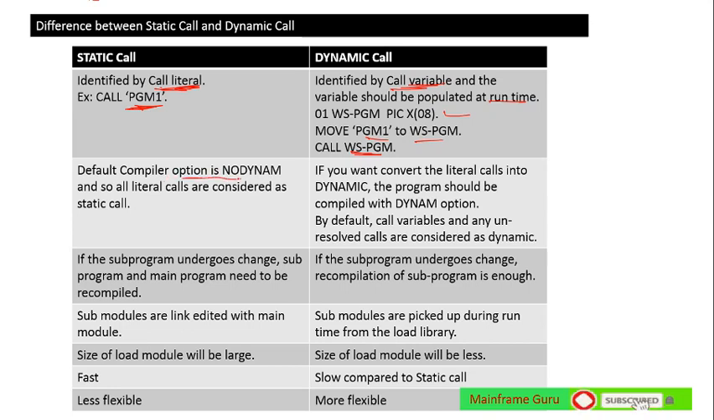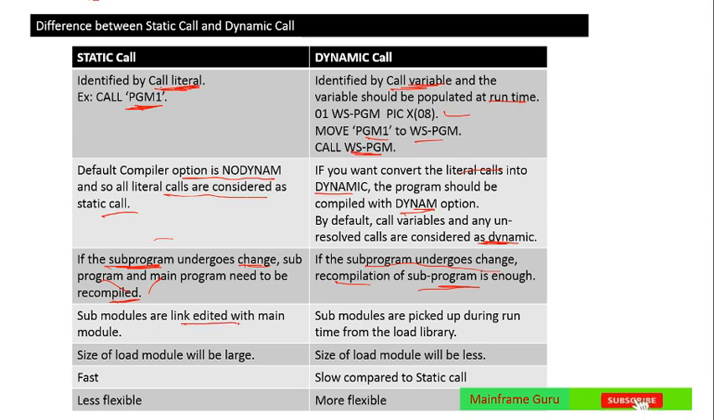Default compiler option is NODYNAM, and so all literal calls are considered as static calls. If you want to convert the literal call into dynamic, the program should be compiled with the DYNAM option. By default, CALL variable and any unresolved calls are considered as dynamic. In a static call, if the subprogram undergoes changes, subprogram and main program need to be recompiled. Like if you have changed something in your subprogram, then you need to compile both main and subprogram. But if the subprogram undergoes changes in dynamic call, then recompilation of the subprogram is enough.